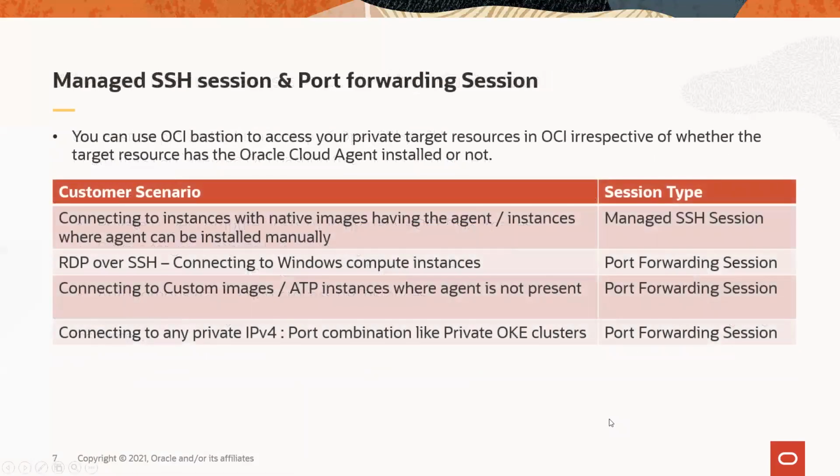There are a couple of different ways that you can set up the Bastion and session to connect to your endpoint. You could either use the managed SSH session option, or you could use the port forwarding session option. With the managed SSH session option, there is something called a cloud agent that is provisioned along with the compute instance. And this cloud agent is responsible for access via the Bastion service. For instances that do not have the cloud agent, you can use the port forwarding session type.